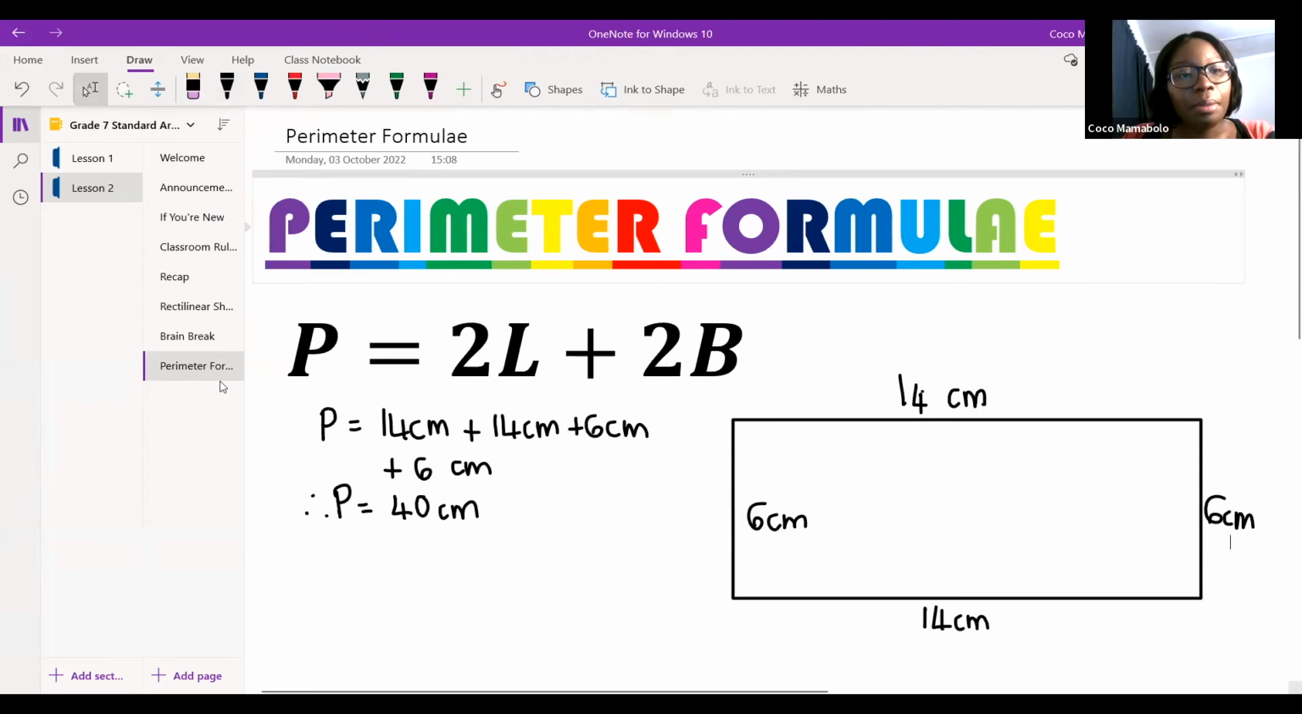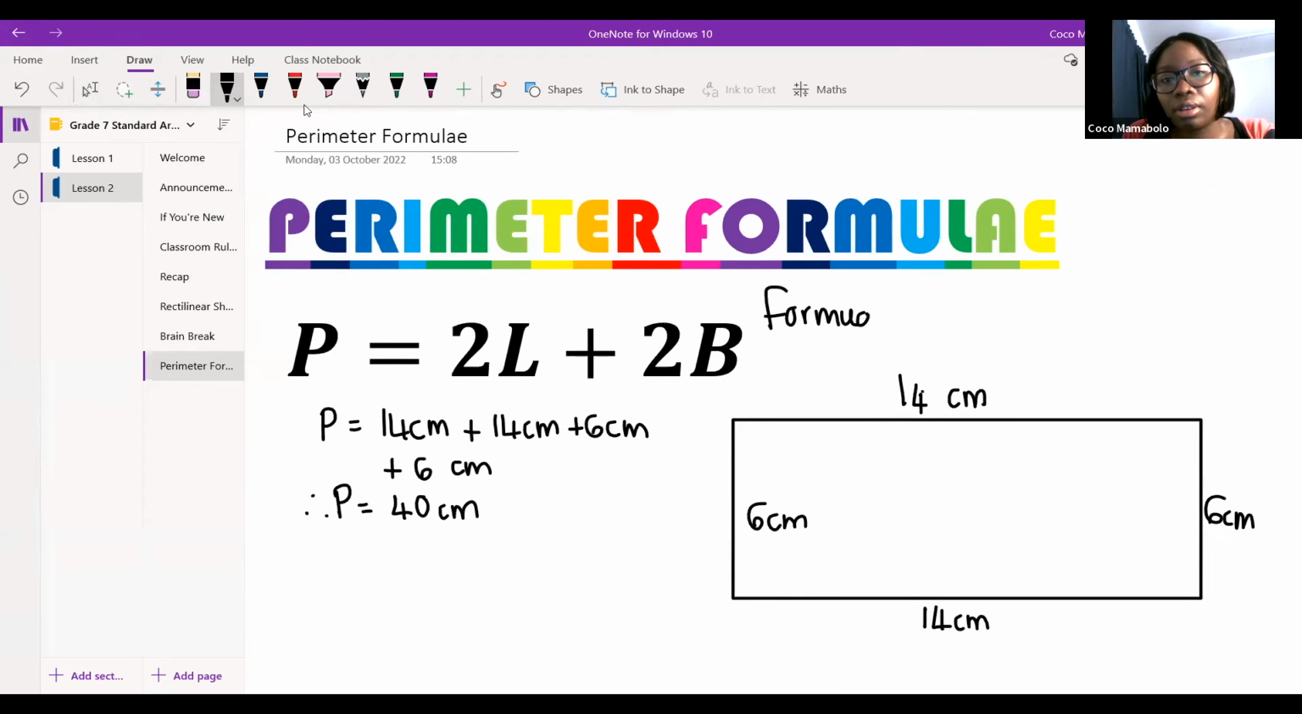Okay. But now in this case, we are going to be looking at the formula. The formula for the perimeter of a rectangle. Guys, my English is escaping me. This is the formula, this one over here.